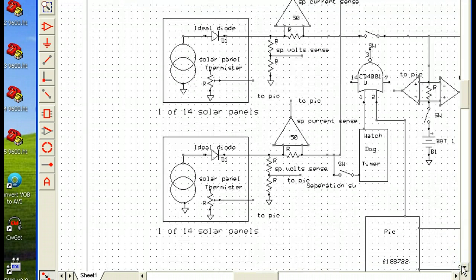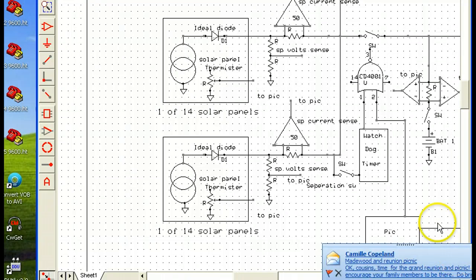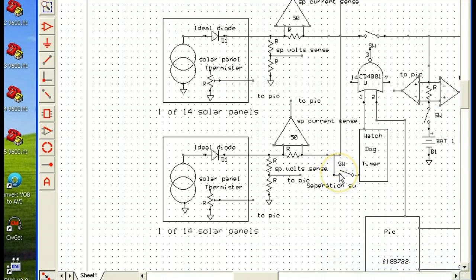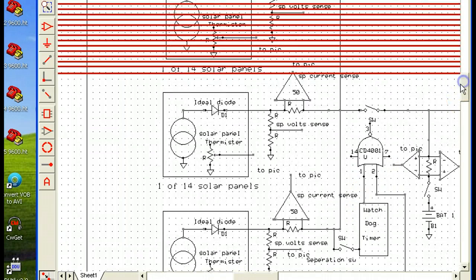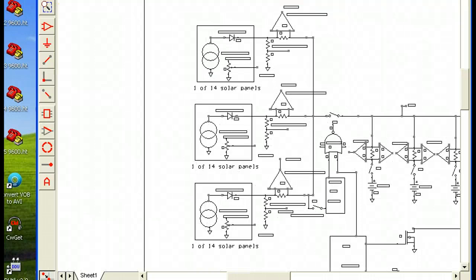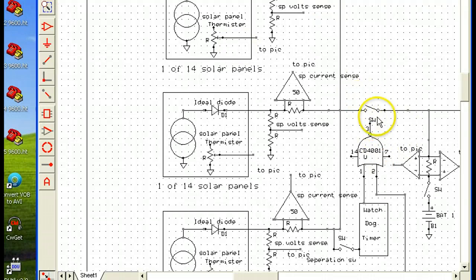Here's how everything gets started. We have an external switch on one of the legs of the satellite. So when the satellite gets ejected from the rocket, this switch closes. When the satellite is in sun, that supplies voltage to this watchdog timer. This watchdog timer will then close the master switch, which is this switch here.